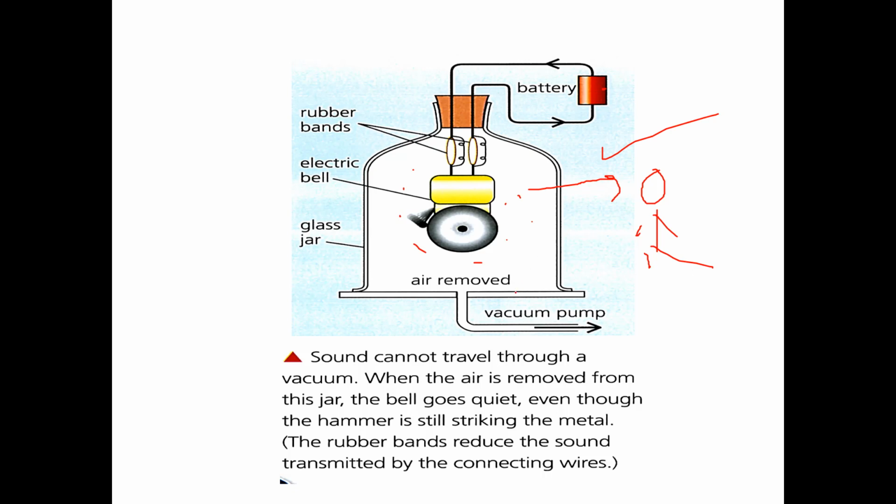But if they take all the air out of this jar, what does that mean? It will be empty. There won't be any air particles, and they give energy to the bell. The bell will start ringing, but you will not hear the sound. Why? Because there are no air particles, there is no medium here, so the sound cannot move, it cannot travel from the bell to you.